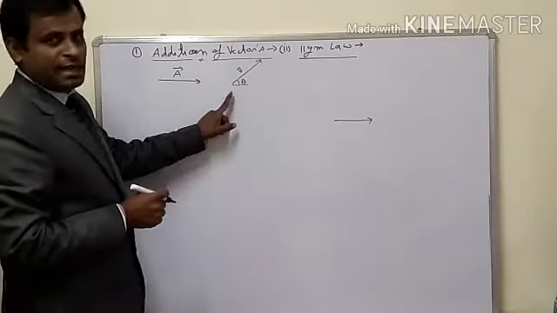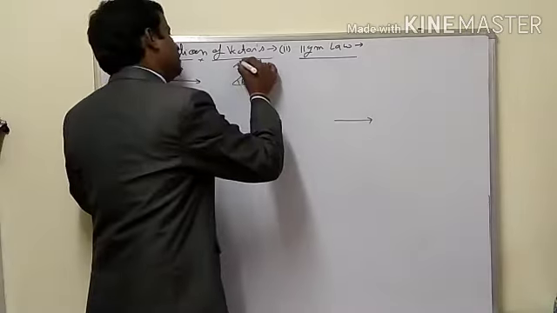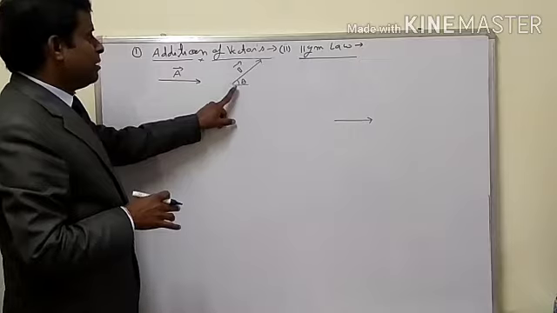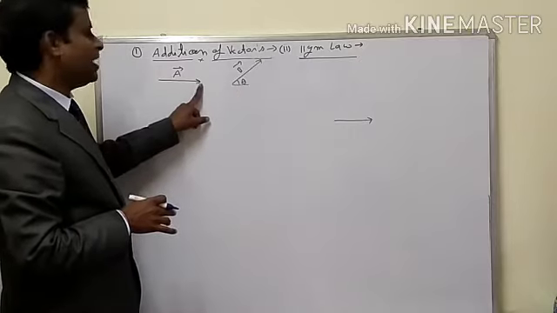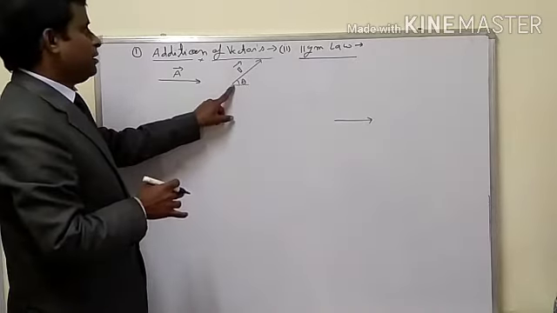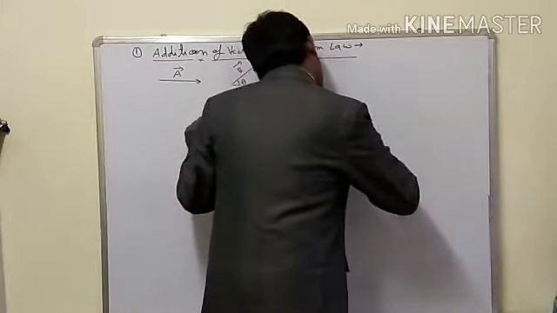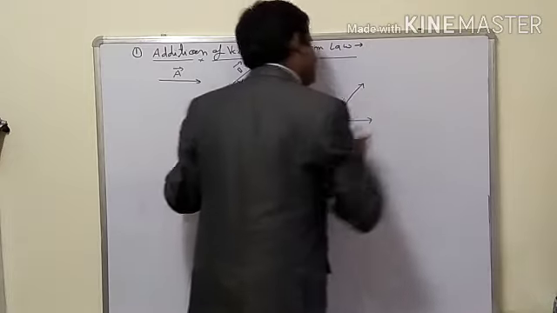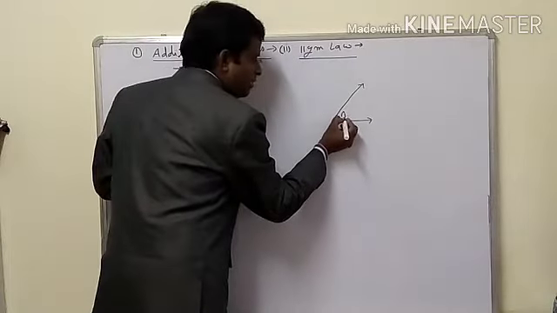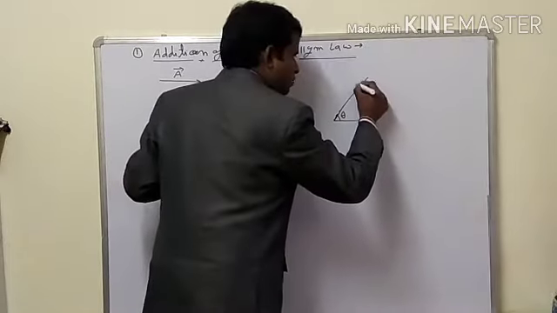Now in this case I am going to join the tail of vector B to the tail of vector A. But in the triangle law we were joining the tail of vector B to the head of vector A. But in this one we will join the tail of vector B to the tail of vector A. So by joining tail to tail without changing the direction, the angle between vector A and vector B will be theta. So this is the vector B.